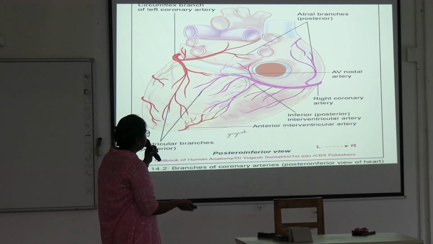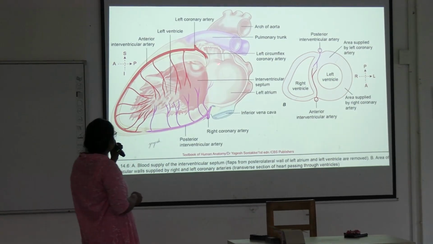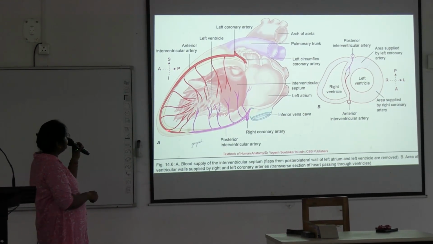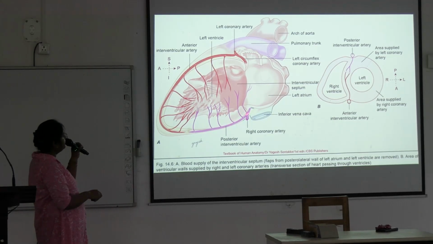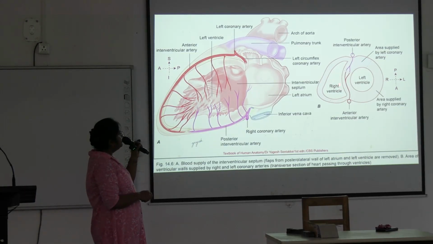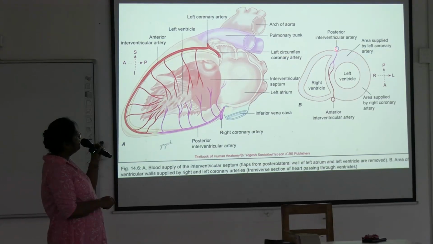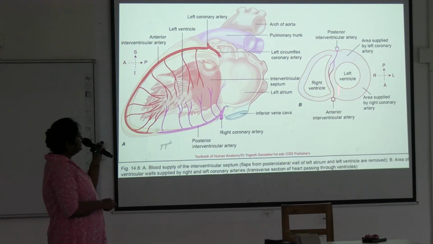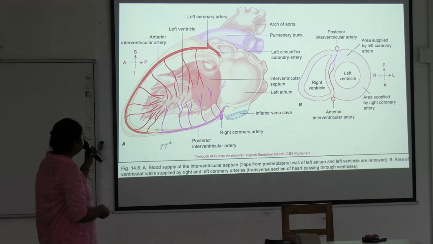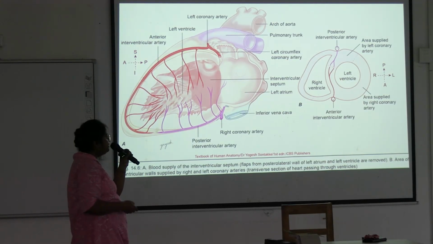Next, see, this is the supplying area. This is the anterior interventricular artery, and this is the location of the posterior interventricular artery. And the interventricular septum is supplied like this. See, here is the location of the anterior interventricular artery and posterior interventricular artery. The anterosuperior 2/3 of the interventricular septum is supplied by this anterior interventricular artery, and the posterior 1/3 is supplied by the posterior interventricular artery. So this is the supply of the interventricular septum.